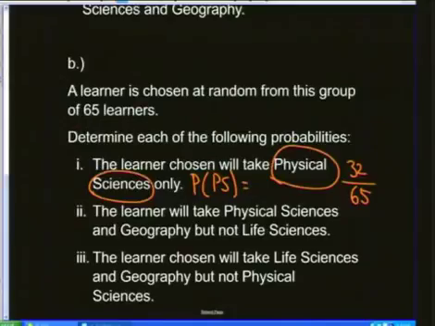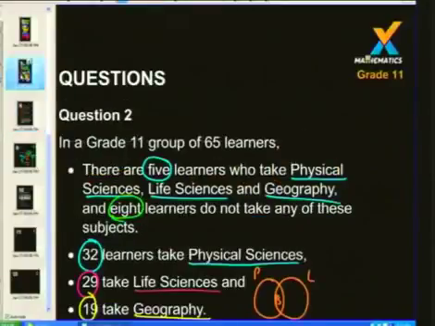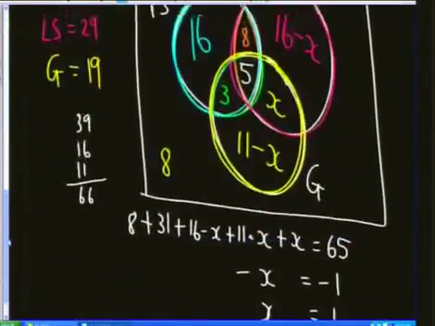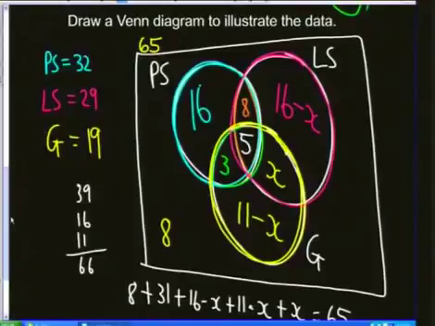What is the probability that the learner will take physical science and geography, but not life science? So can we go and find the situation where they're taking physical science and geography, but I must not include the life science as well? So can you think of which students we're going to leave out of our diagram? They've got to take physical science and geography, not life science. Let's go back to that slide. Okay, so they must take physical science and they must take geography, but they must not take life science.